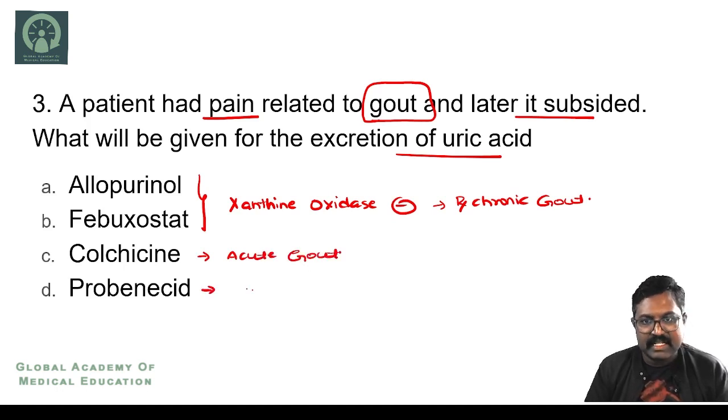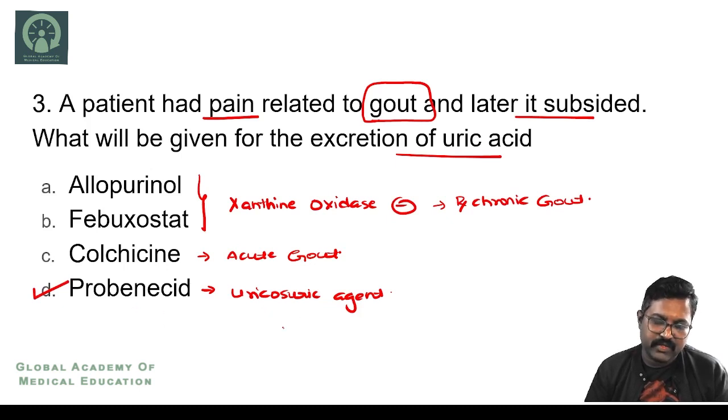Probenecid is the uricosuric agent, so it increases the excretion of uric acid. Since they have asked about the drug that will increase the excretion of uric acid, your answer will be probenecid. Apart from probenecid, you also have other uricosuric agents like benzbromarone, etc.